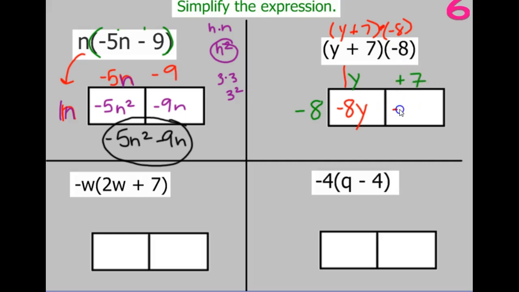-8 times 7, we know it's going to be negative. 7 times 8 is 56. So our answer is -8y minus 56.